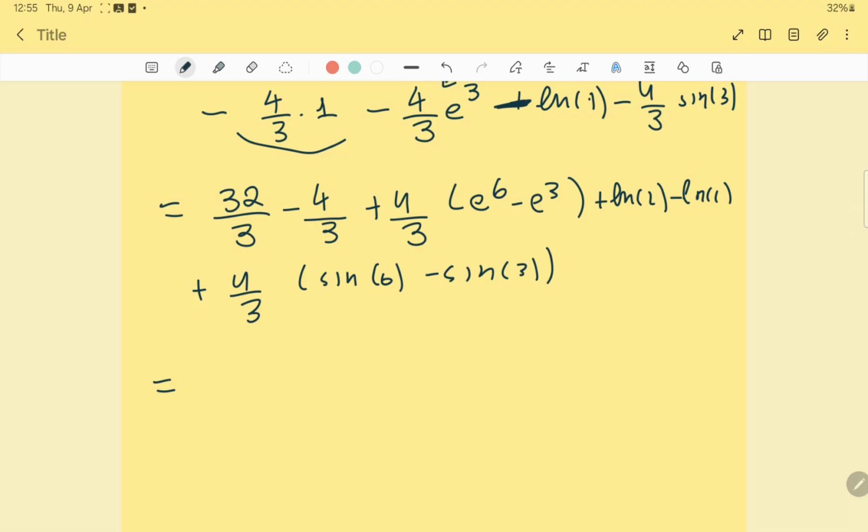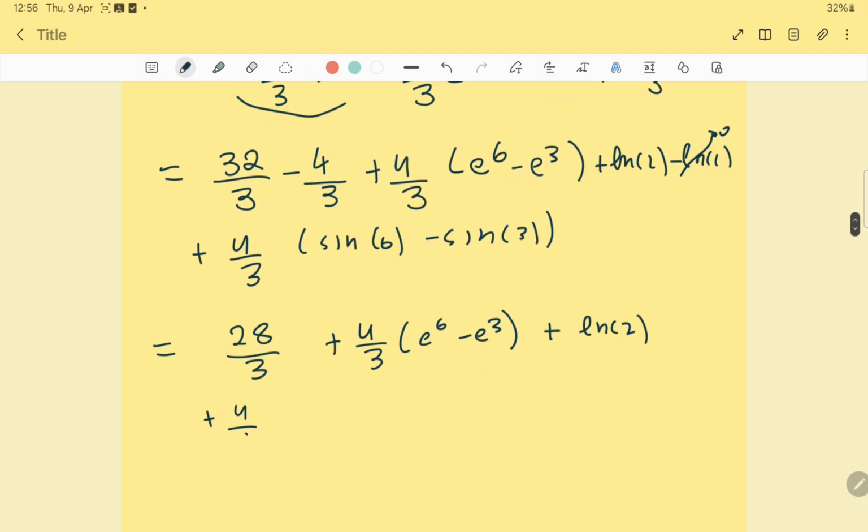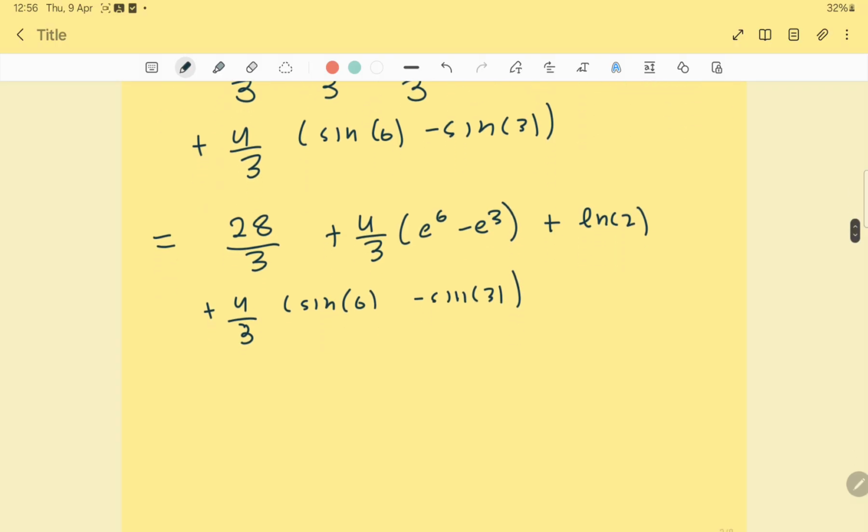And that's gonna give 32 minus 4, which is 28, so 28 over 3 plus 4/3 e to the power of 6 minus e to the power of 3 plus ln 2. ln 1 is going to be 0, so we don't have to write it, plus 4/3 sine 6 minus sine 3. And that's gonna be the final answer.